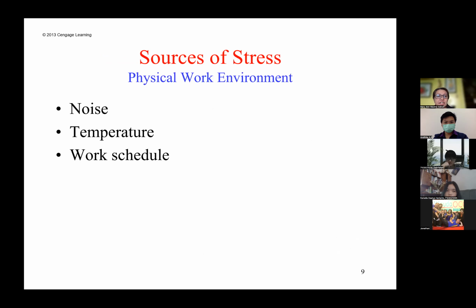Sources of stress can be coming from the physical work environment. To sum up, there are three. So in the work environment, what are these causes of stress, which are common to all organizations, agencies, and workplaces? We have the effect or impact of the noise, the temperature, and the work schedule.